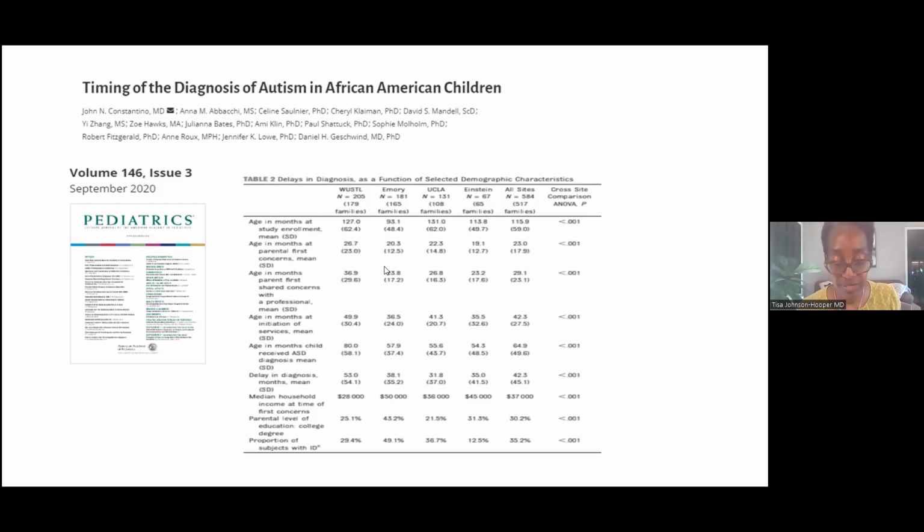There were 2 aims of this study. The first aim was to explore potential drivers of delay of diagnosis, and the second aim was to help clarify the predictors of cognitive variability among African American youth with autism. So parents of children enrolled in the Autism Genetic Resource Exchange across 4 sites completed an event history calendar.